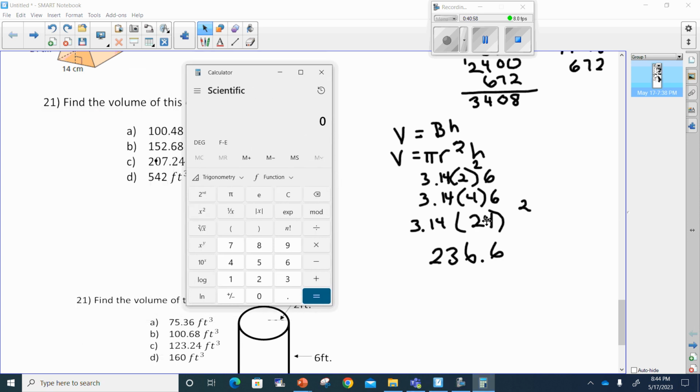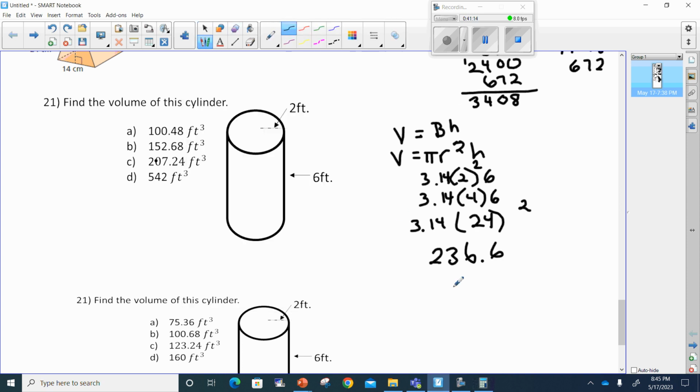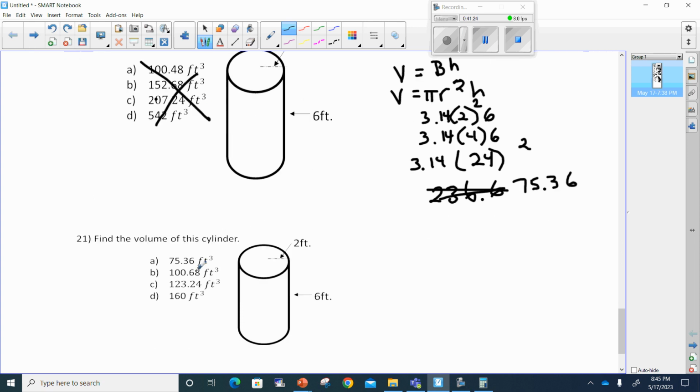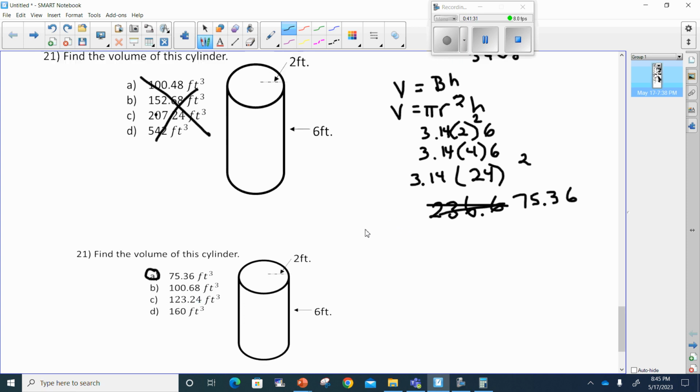Let's check this again. Remember, we had 24 times 3.14. 24 times, oops, sorry, 24 times 3.14. And that's going to equal 75.36. And the other error was this was not the list of answers in our book. This was, so 75.36 does fit right there. Should have been A. All right, sorry about that.